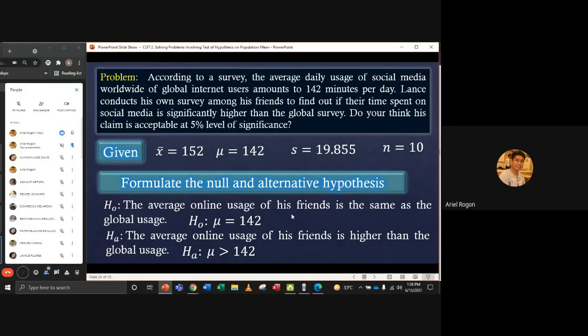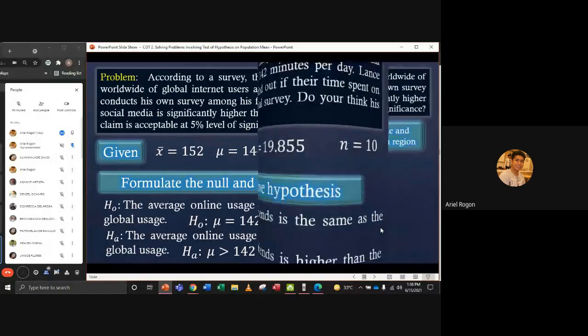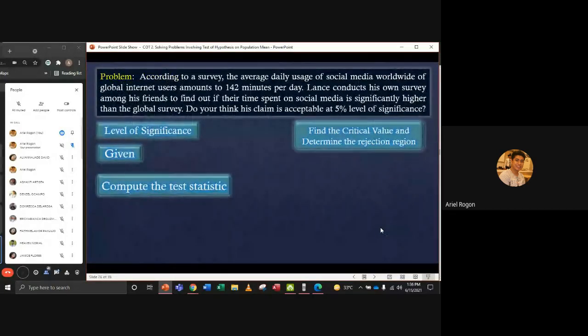So what is our claim here? Null or alternative? Ano yung tinitest natin dito na claim ni Lance? Alternative po. Okay, alternative hypothesis. Next step: identify the level of significance.